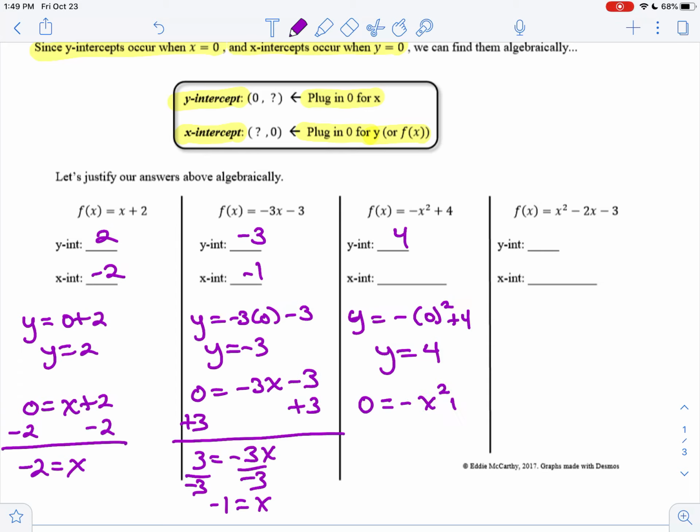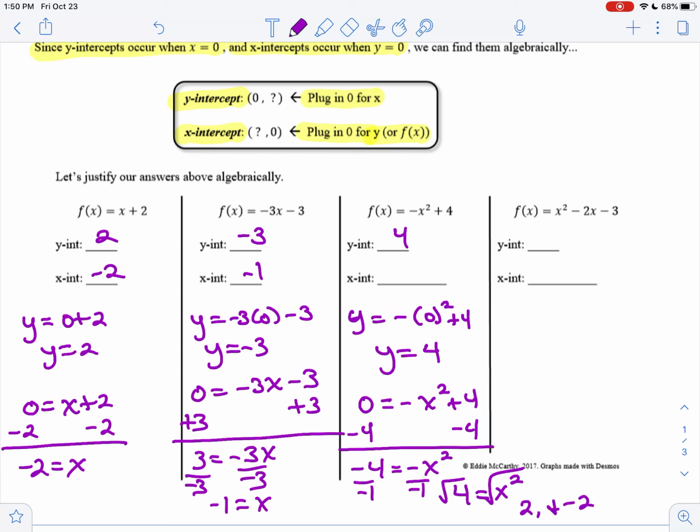X-intercept is a little different. Now watch what happens when we plug in a 0 for y. 0 equals -x squared plus 4. We're going to subtract 4. -4 equals -x squared. Divide by -1. 4 equals x squared. Now when you square root 4, there are actually 2 answers that make this equation true. Both 2 and -2 squared will get you 4 back, and that's why there's 2 intercepts. So 2 and -2.